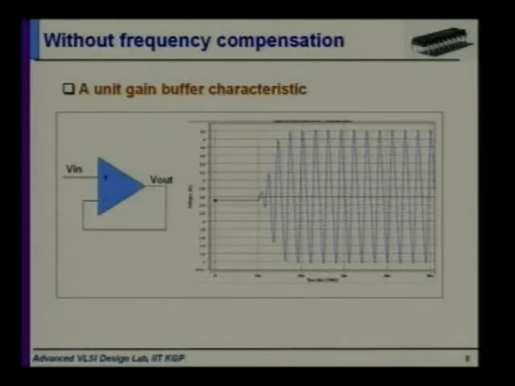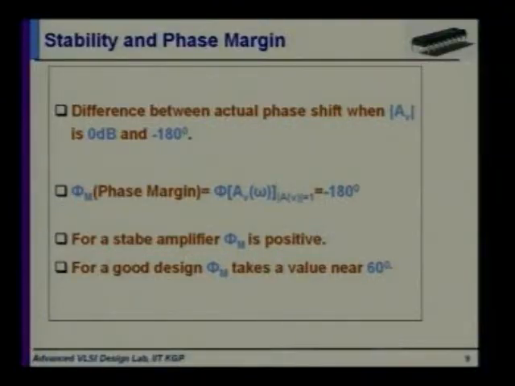If you just make the op amp in a buffer condition, then it will reach some oscillatory condition. So in the feedback loop, either it will regenerate, or at any particular frequency it will cause oscillation. So we don't need that one. So this is the stability and phase. There are some equations regarding the calculation of phase margin that will be discussed later.